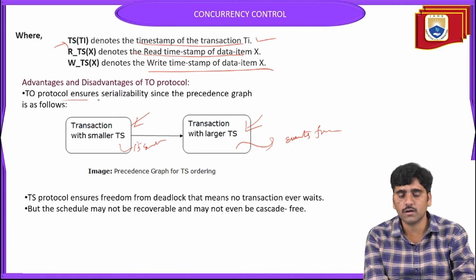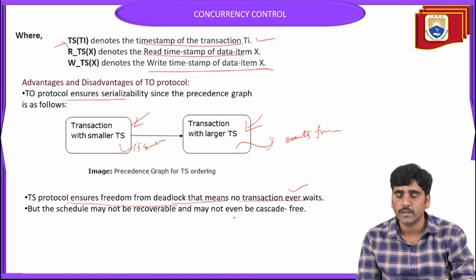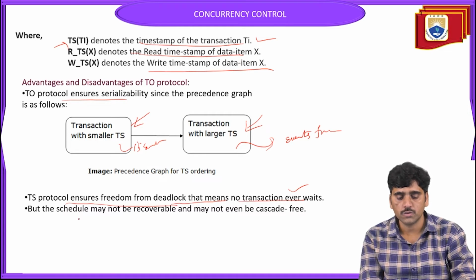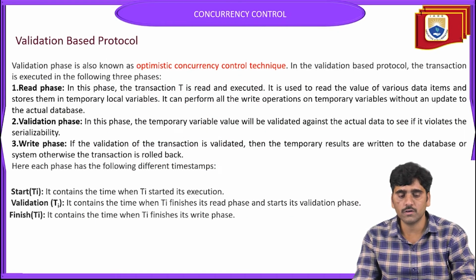So the TS protocol ensures serializability since the precedence graph is as follows, and it ensures freedom from deadlock, that means no transaction ever waits. So no deadlock situation occurs where transactions wait for a long time, more than hours or years. But the schedule may not be recoverable and may not even be cascade free. And the next one is what?